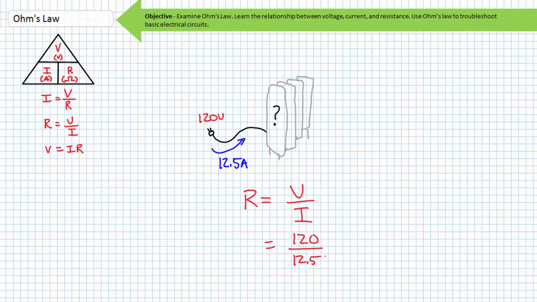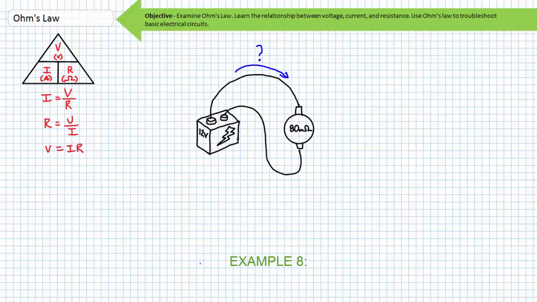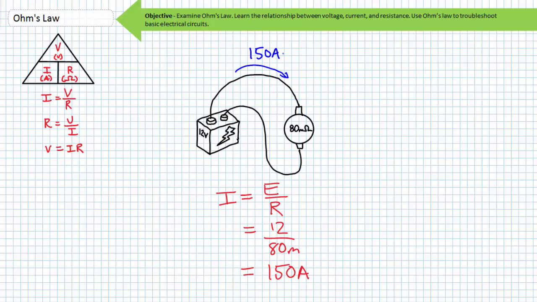120 volts divided by 12.5 amps yields 9.6 ohms of resistance. Finally, what is the current supplied by a 12 volt battery at starting when the starter motor has 80 milliohms of resistance? Ohm's law states that current is equal to the voltage divided by resistance. 12 volts divided by 80 milliohms yields 150 amps of current. This is not unusual. Such a large current draw is not sustained, but is rather a brief and intense occurrence.